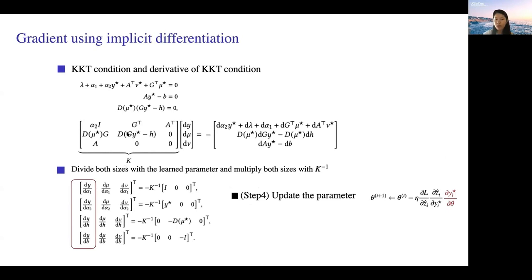We divide both sides with the inverse of K, and we can divide both sides with the learned parameter. For example, if we want to compute dy d alpha 2, then we divide both sides with d alpha 2. It gets this form. So the dy d alpha 2 is the first row of this term.